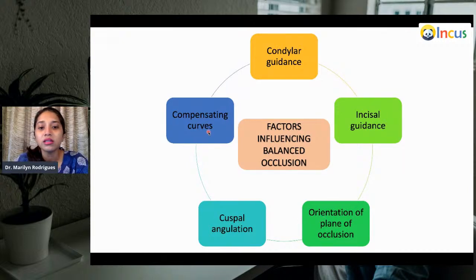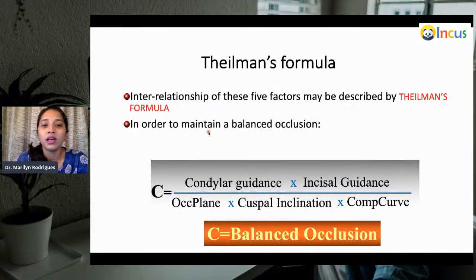So basically, getting balanced occlusion in a complete denture is a play within these 5 factors. You have to increase or decrease them to get that stable balanced occlusion. So these are the 5 factors which you're going to play with to give balanced occlusion in complete dentures. Now, Thielmann gave a very easy formula by which you can understand balanced occlusion very easily. If you remember this formula, it is a basic thing to remember balanced occlusion. Okay, so let's go through the formula.